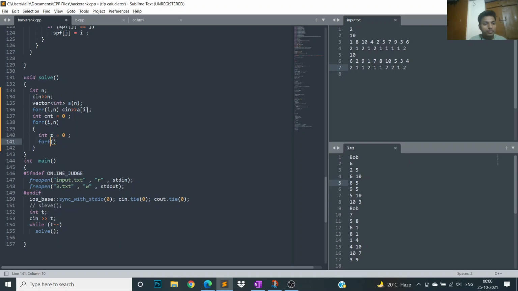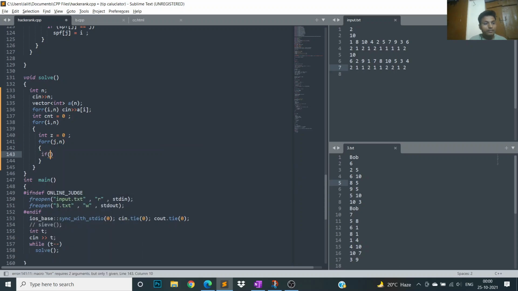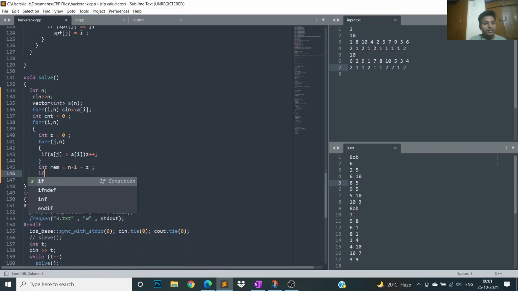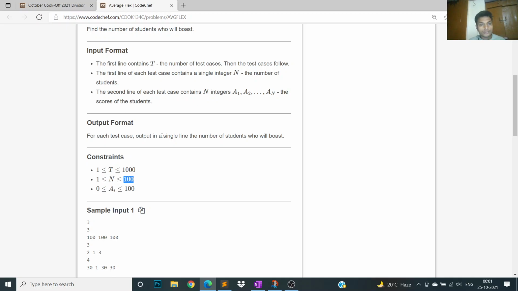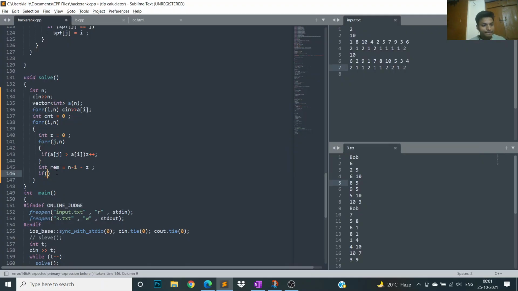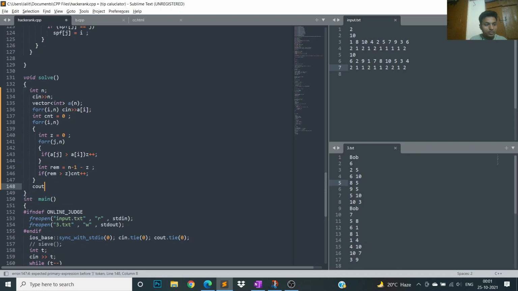For j from i to N, if A of j is greater than A of i, then z plus plus. The remaining will be total, which is N minus 1 minus z. He will boost if the number of scoring less than or equal is greater than z. So if less is greater than z, then count plus plus, and print count. Yeah, this is the answer.